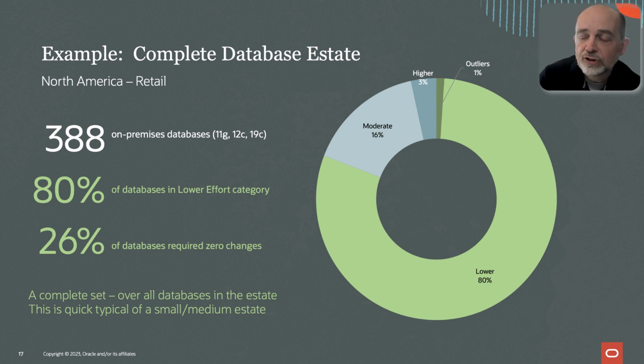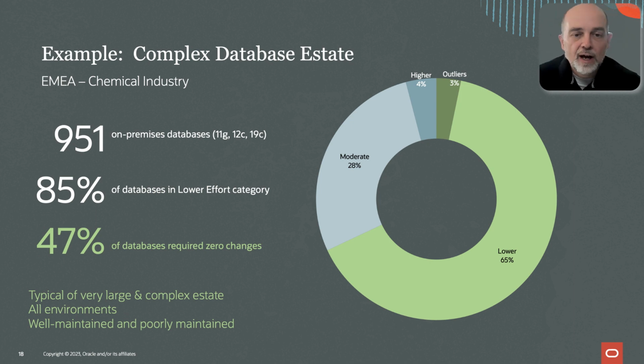So this is sort of typical of a medium-sized estate. Here's a bit of a larger estate. This is pretty complex. The customer themselves explained to us that they've included in this analysis every database they have, whether it be development through to production, well-maintained databases, old databases, and everything basically. But even within this, we saw that 65% of them were still in that low category.